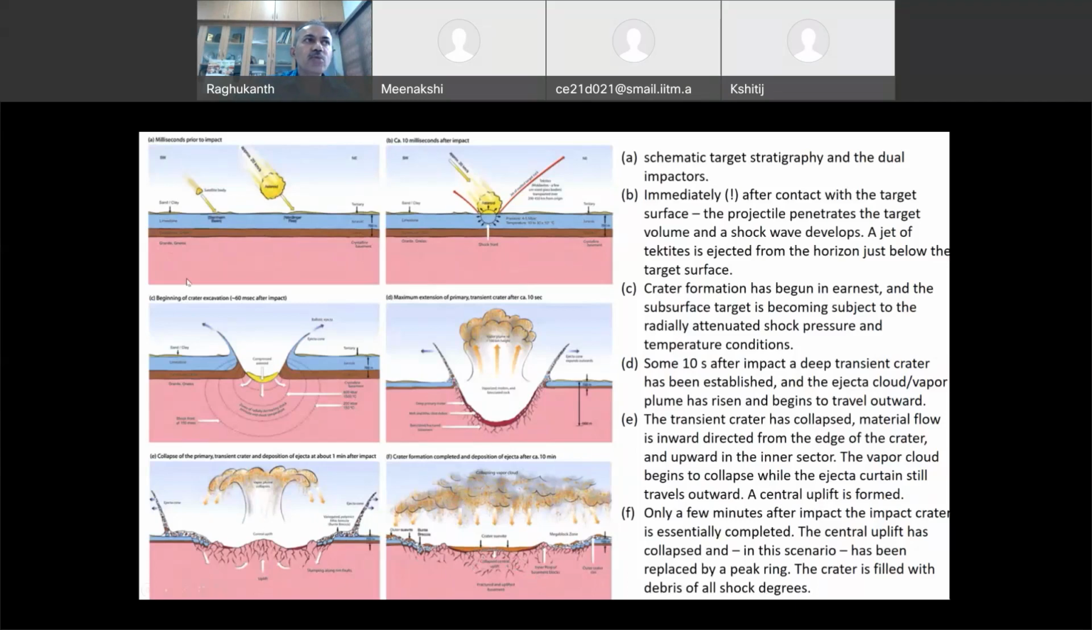Do you see any limestone or sandstone here? No. Completely changed. Now, what has happened?